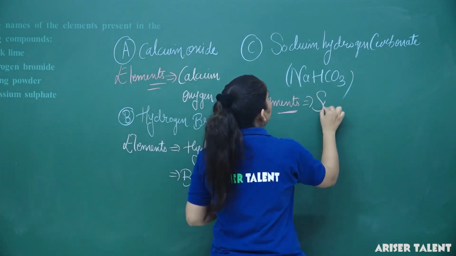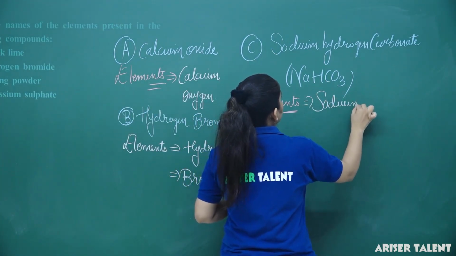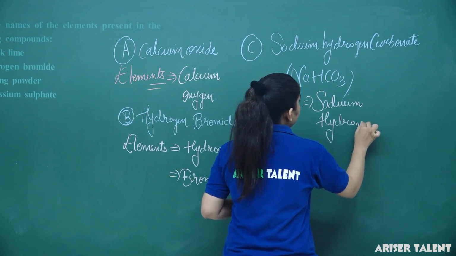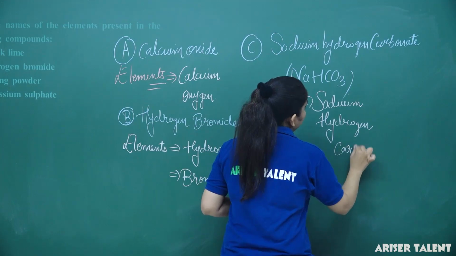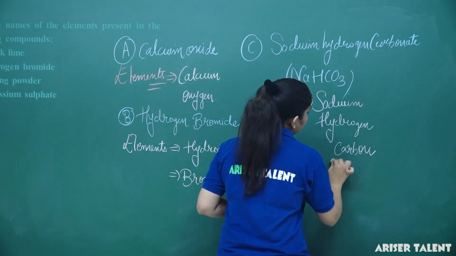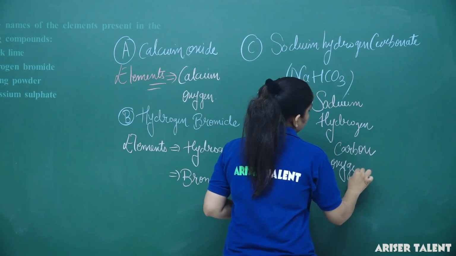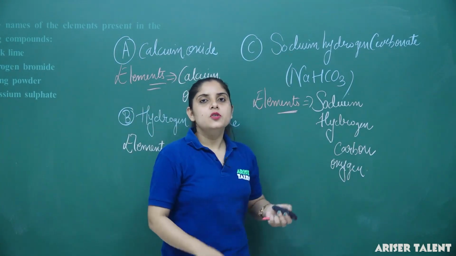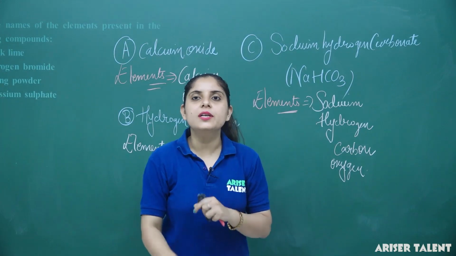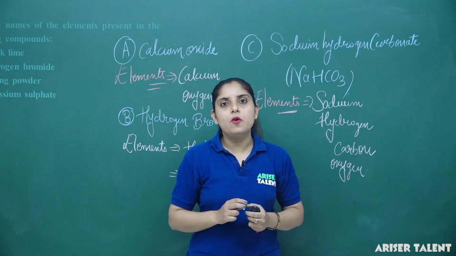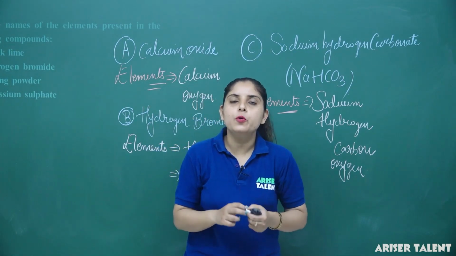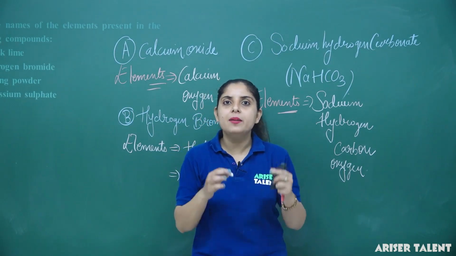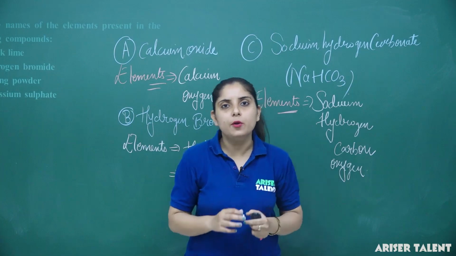So the elements are sodium, hydrogen, carbon and oxygen. So these are the simple elements present in this formula. So now for solving this type of question, it is very essential to learn the formula of the compounds. If you don't know the formula for the quicklime, then you might not be able to identify the elements which are going to be present in a particular sample.